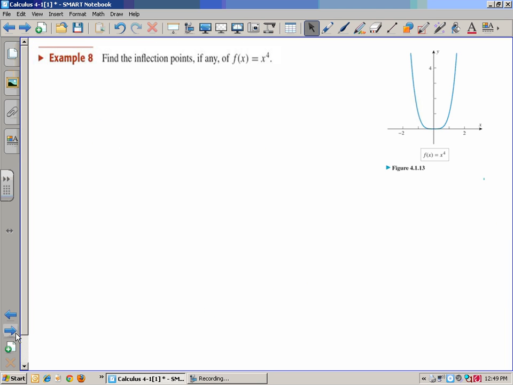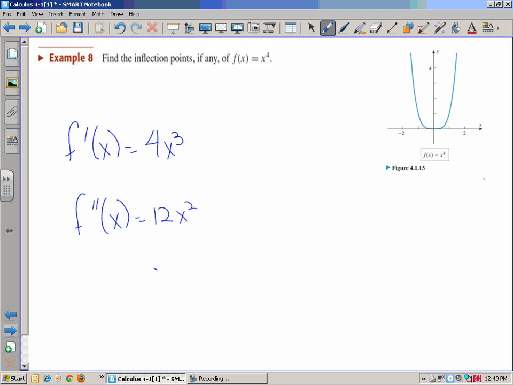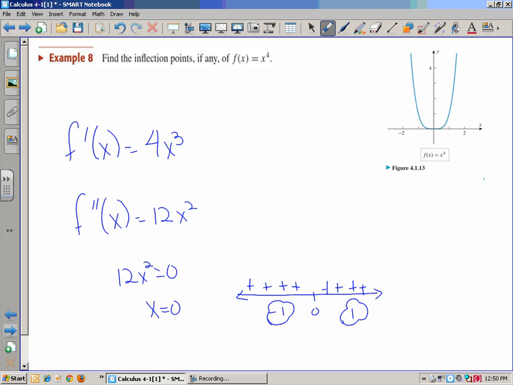Okay, the next example, it just says find the inflection points. So what I want to do is make sure I read the question, because at this point, all I want to do is go to the second derivative, set it equal to 0, sine chart it, plug in a number to the left and to the right, and realize that when I do this, there are no inflection points. My concavity did not change.